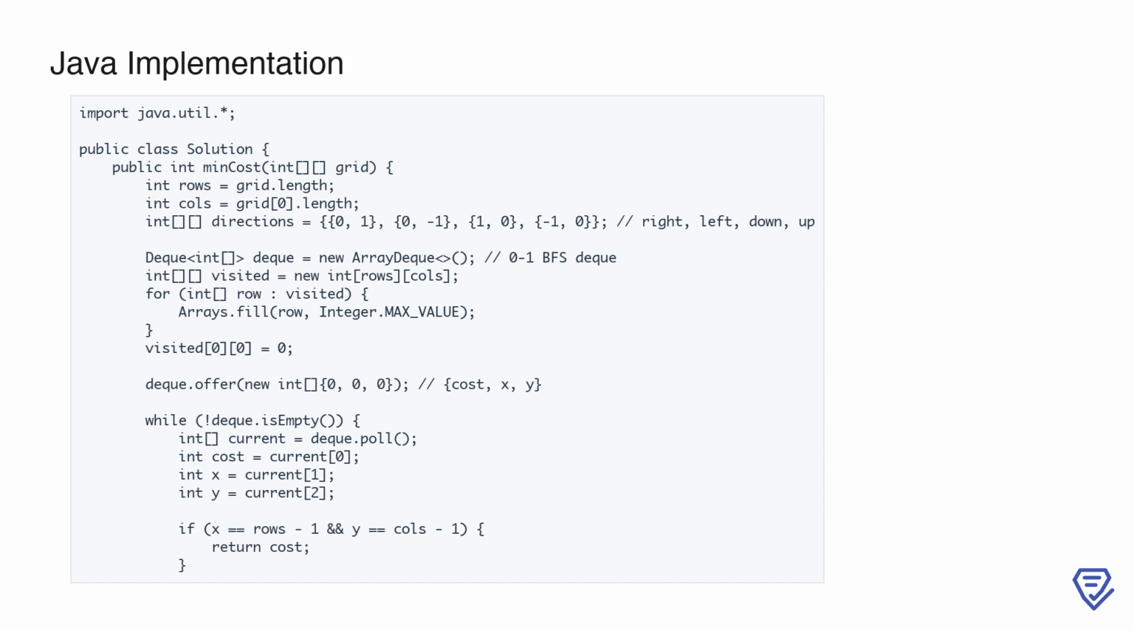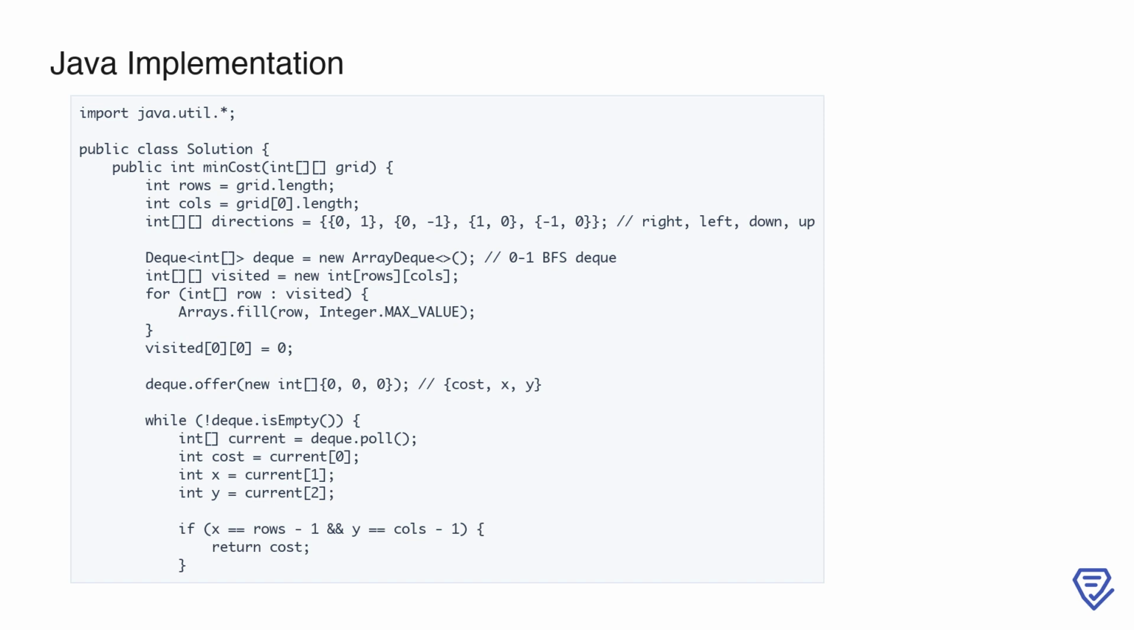Next, we initialize a deque to implement a 0 to 1 breadth first search, which is efficient for problems involving weighted graphs with costs of 0 or 1. We also create a visited matrix to track the minimum cost of reaching each cell, initializing all cells with the maximum possible value except for the starting cell at the top left corner, which starts with a cost of 0. The deque is seeded with the starting position, represented as cost, x, y.